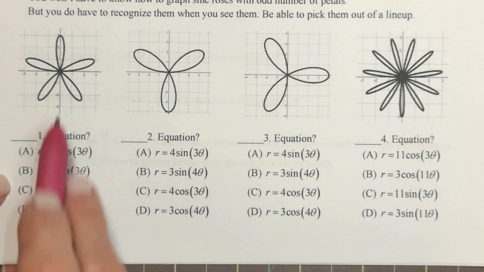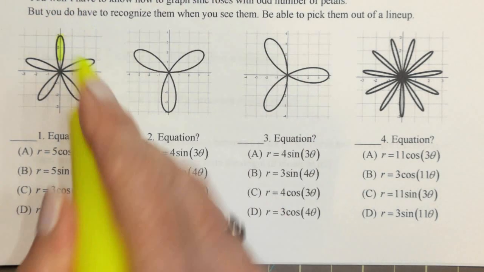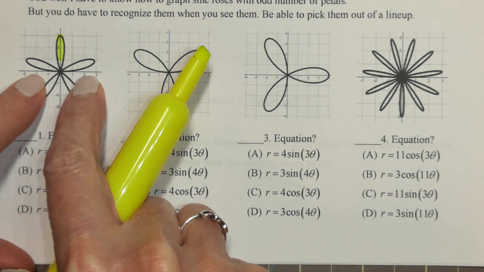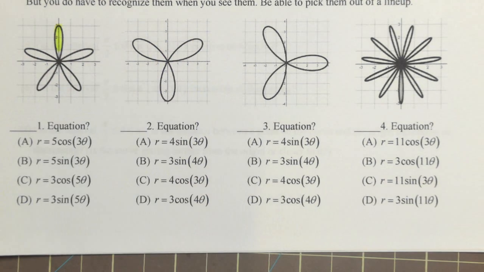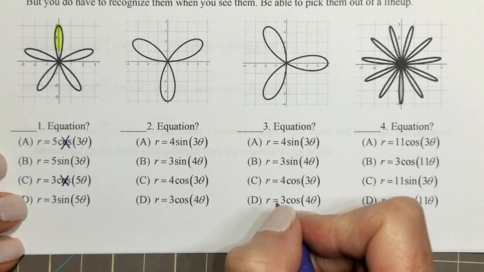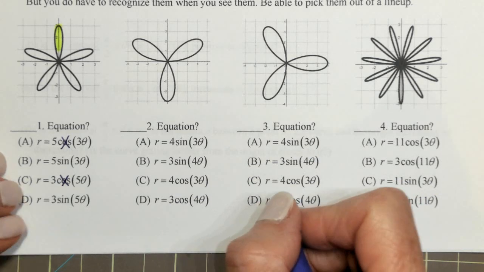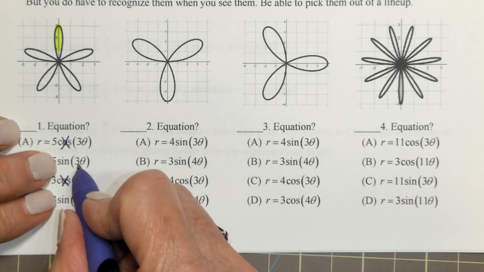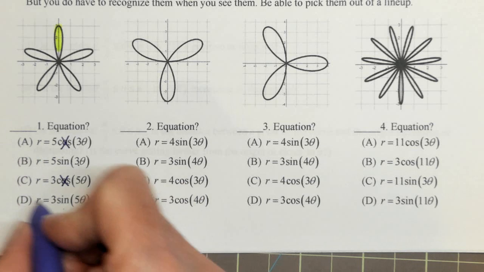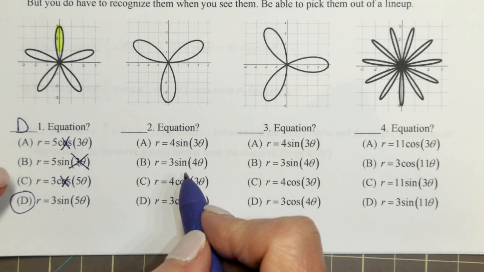Which equation could be the graph of this? Which equation could make this graph? Well, I see a petal on the y-axis and it's not on the x-axis. Since it's on the y-axis and not the x-axis, I know this cannot be cosine. Cosine is always on the x-axis. So it has to be a sine. This sine has 3 petals, this sine has 5 petals, so it must be D. Because this does not have 3 petals, it has 5.